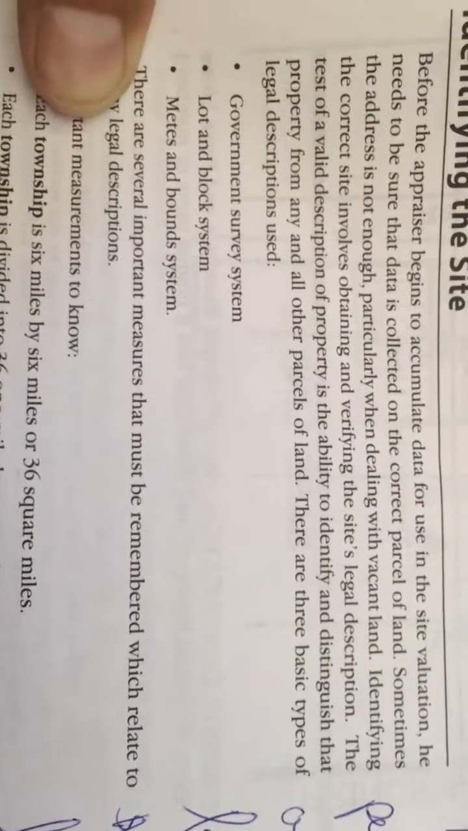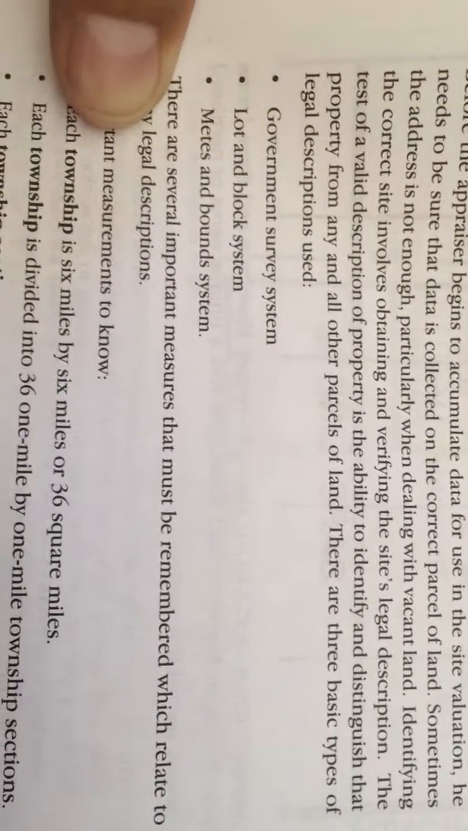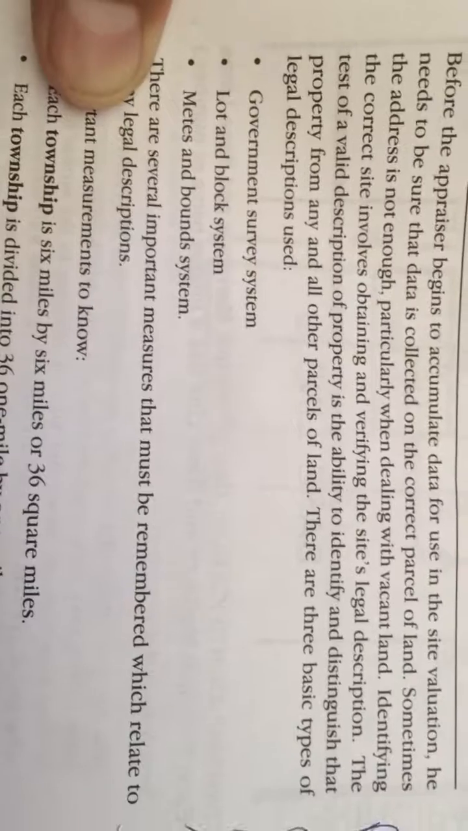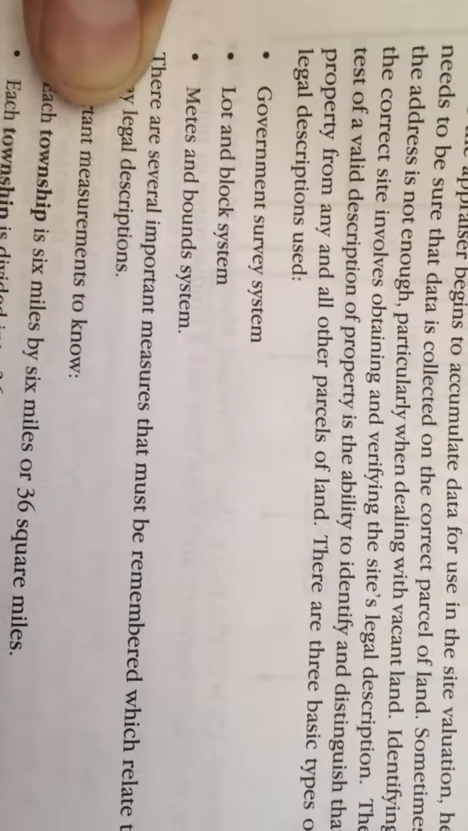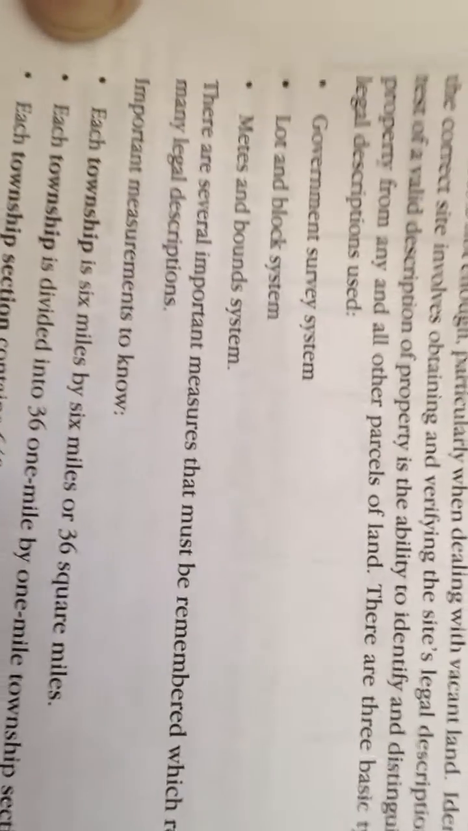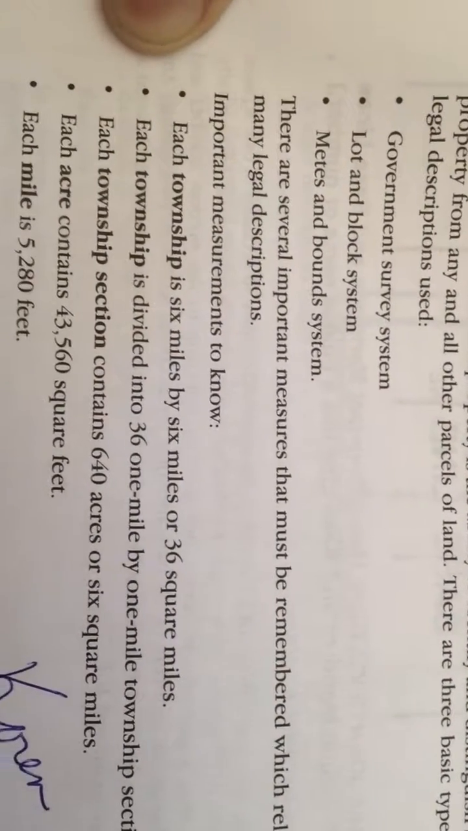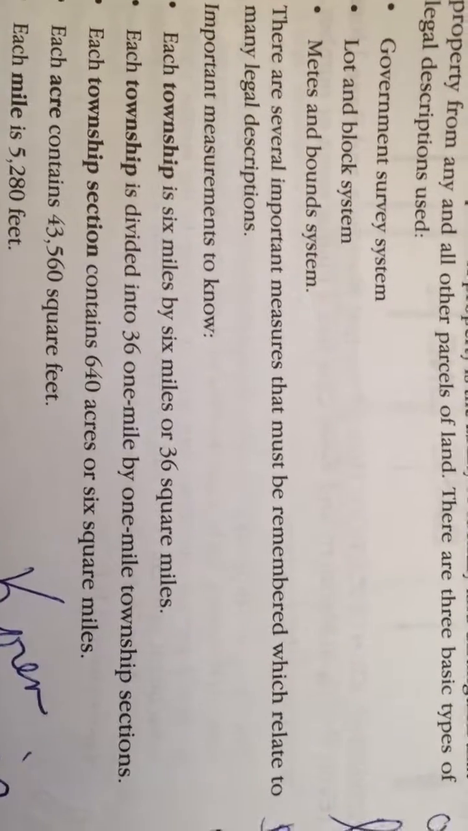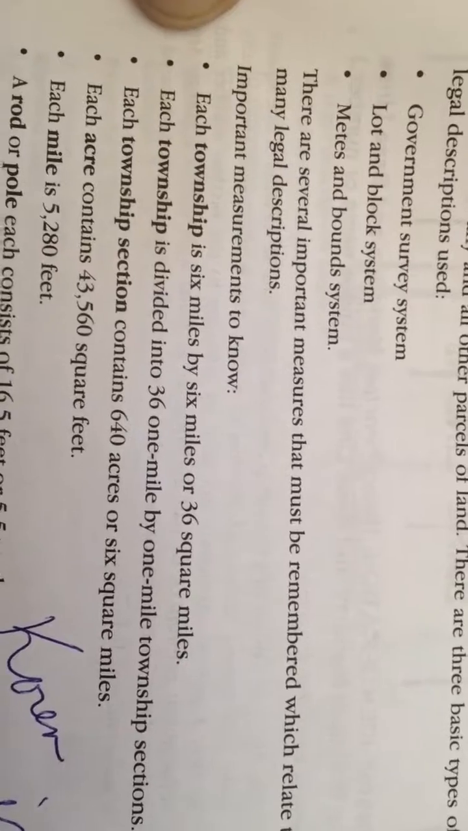There are three basic types of legal descriptions used. 1. Government survey system. 2. Lot and block system. And 3. Metes and bounds system. There are several important measures that must be remembered which relate to many legal descriptions.